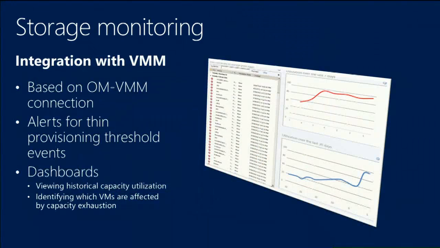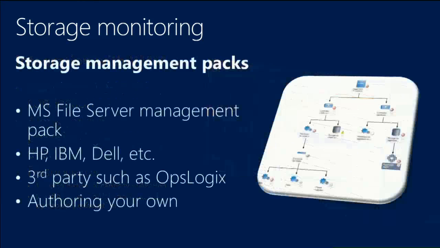Now, the connector will push this information in as of SP1. So if you're not on SP1 yet, go ahead and upgrade to SP1. There is basic information we get, but also alerts for thin provisioning, because we can now thin provision those LUNs. And we get dashboard views with historical capacity utilization and also alerts about VMs that are affected if capacity runs out, so that you know how to handle and add capacity for which VM.